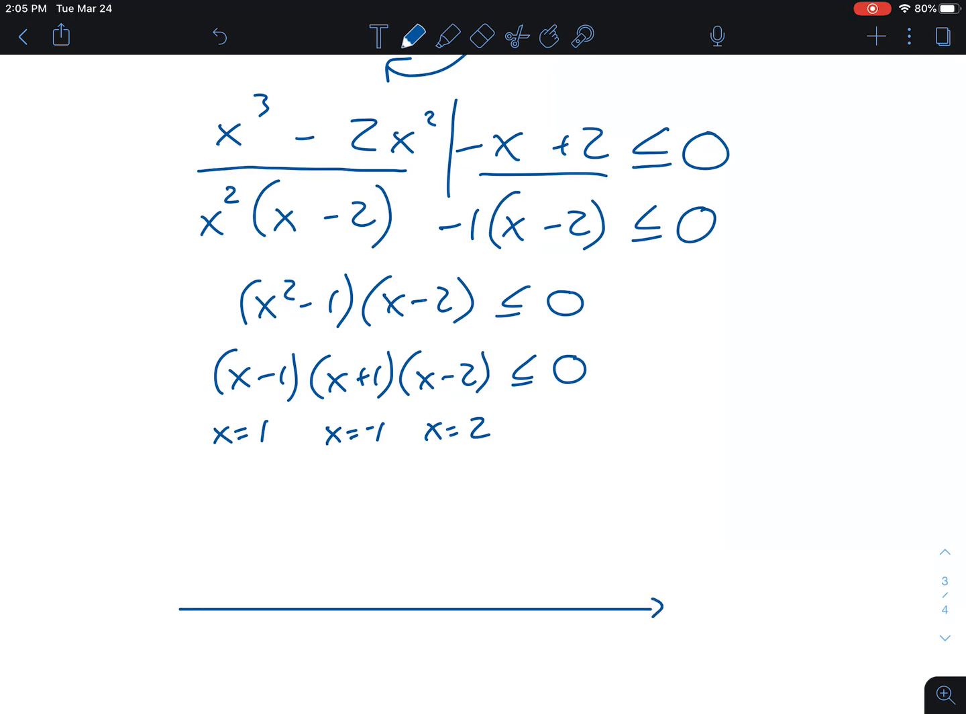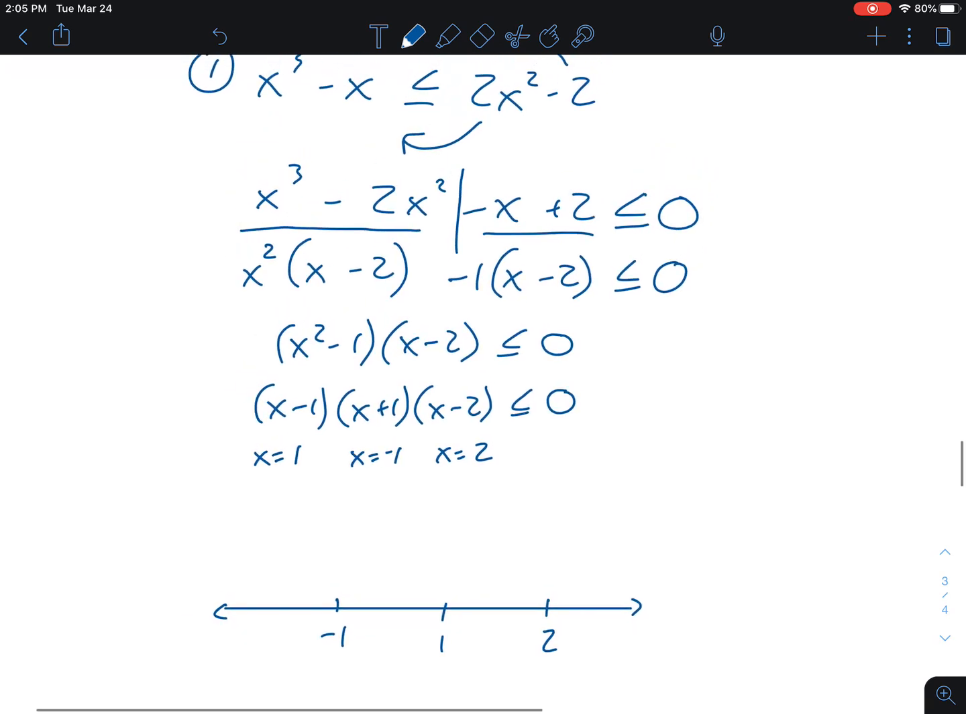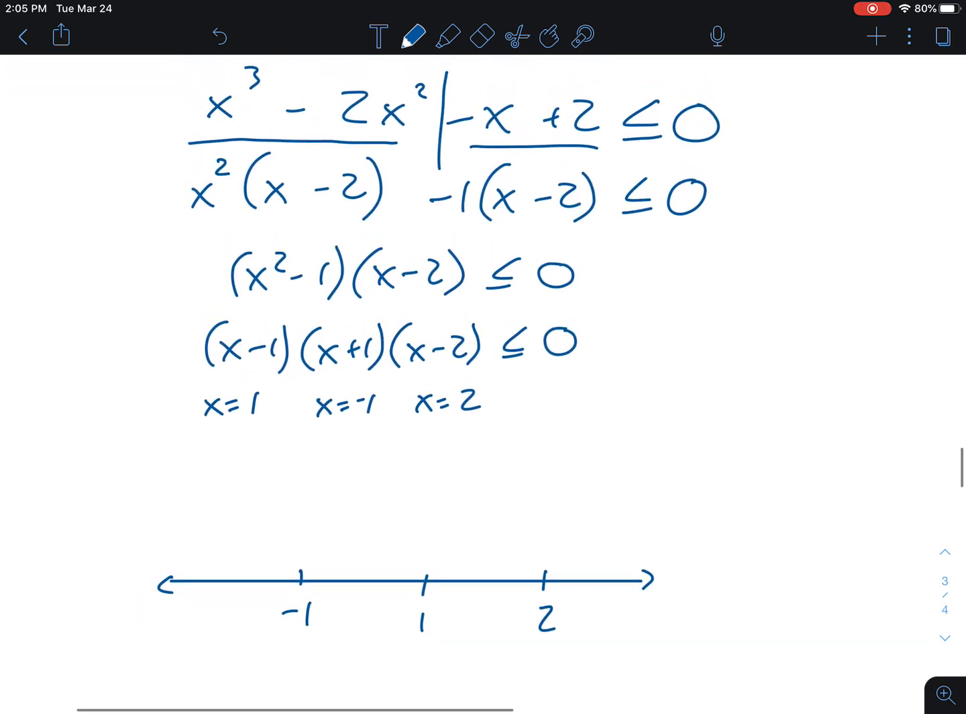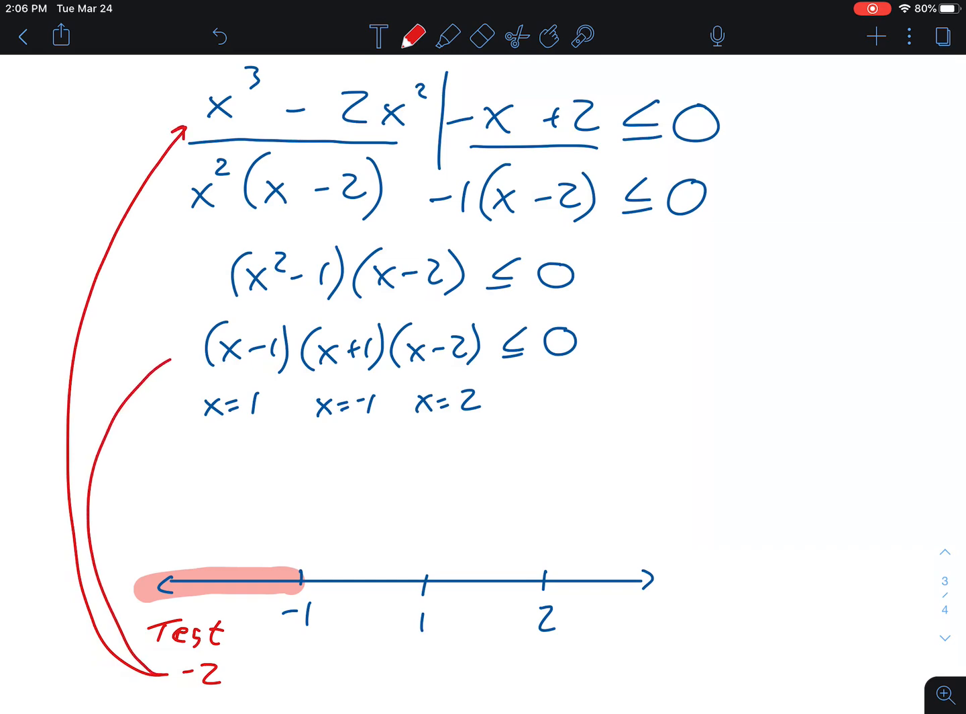All right, so now I draw a number line. And this is what I'll want to see on your test. Write down your zeros, -1, 1, and 2. Okay, now my goal is to pick a test value within the range indicated on my number line. So for example, over here, these are all pretty negative numbers. So I'm going to test a number such as something more negative than -1. So let's say -2.